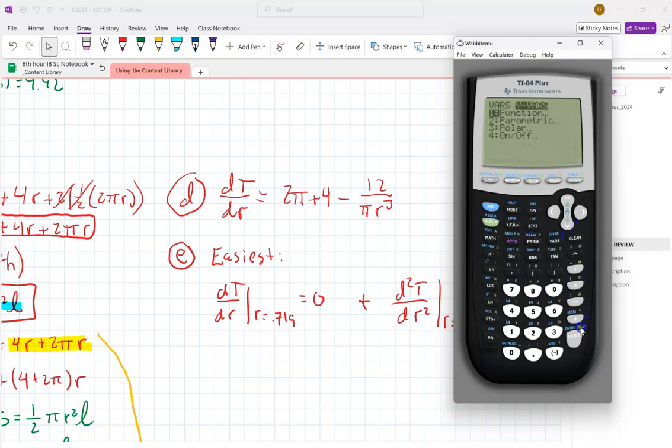So now I'm going to do y1 of 0.719. Oh, I'm sorry, that's the function, that's t. I don't care about that, at least not right now. I wanted to do y2, that's the derivative. Excuse me. So that should be about 0. Looks good to me, right?